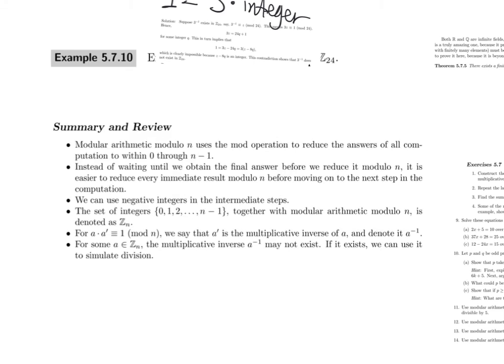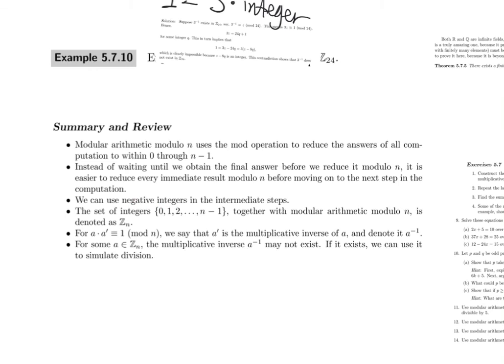To sum up what we've done, modular arithmetic uses the mod operation to reduce. So if ever anyone mentions reduce, hopefully you understand what we mean by reduce. Reduce the answers of all computation to being within 0 through n minus 1. Instead of multiplying, adding, taking powers and all that and getting a big number and then reducing it, it's better to reduce every immediate result. In other words, reduce as you go, which is what you saw us do in a lot of the examples we did today.